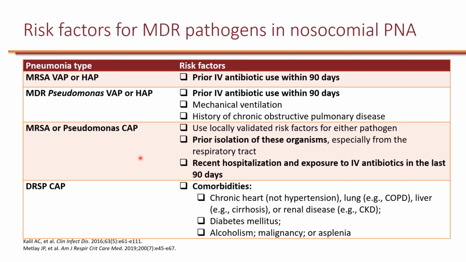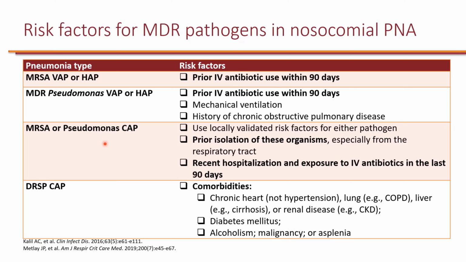And one strong risk factor for MRSA or Pseudomonas is actually a prior history of isolation of these organisms, especially if it's in the respiratory tract. So if somebody had a sputum culture in the past that grew Pseudomonas or MRSA, then the next time that patient has CAP, they're more likely to have Pseudomonas or MRSA. Even if it's not a sputum culture. So let's say someone had a urine culture or a blood culture that had MRSA or Pseudomonas, when they get CAP, they're more likely to have MRSA or Pseudomonas.